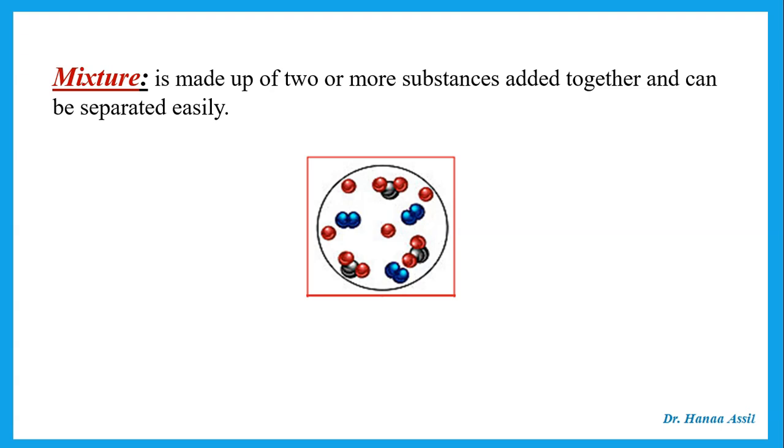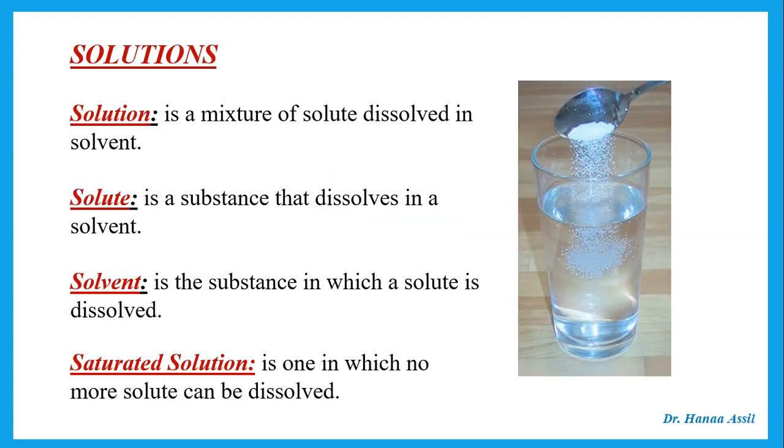A mixture is made up of two or more substances added together, so they can be elements, compounds, atoms, molecules. They're added together and they can be separated easily. That is a mixture. So solutions are mixtures, and a solution is a mixture of solute dissolved in solvent. The solute is the substance that dissolves. So here, for example, it could be the sugar, that's the solute. The solvent is the substance in which a solute is dissolved, so that's the water here.